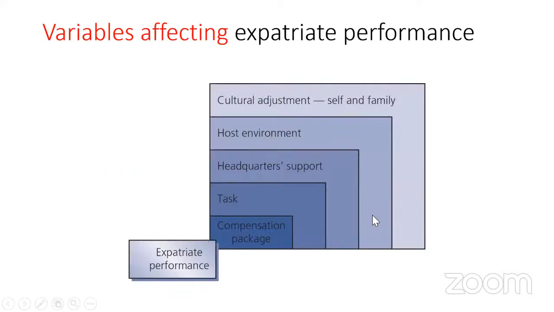Now, this is the diagram which talks about variables affecting expatriate performance. So we have shown compensation package, task, headquarters support, host environment, and cultural adjustment. And these things we shall discuss in detail.